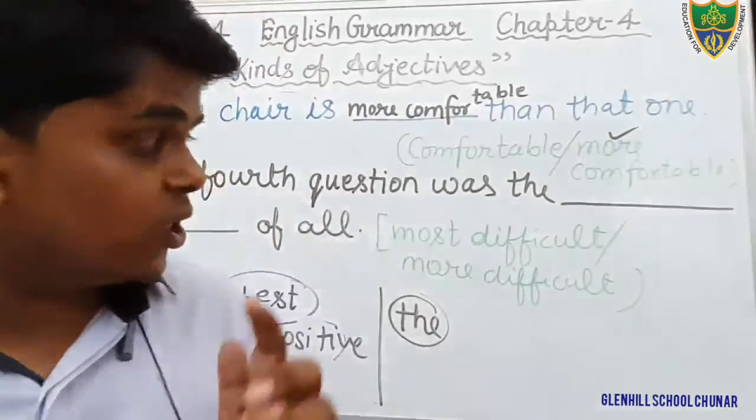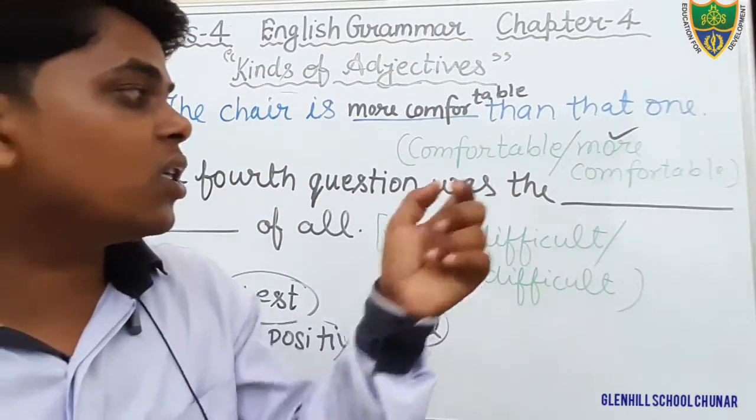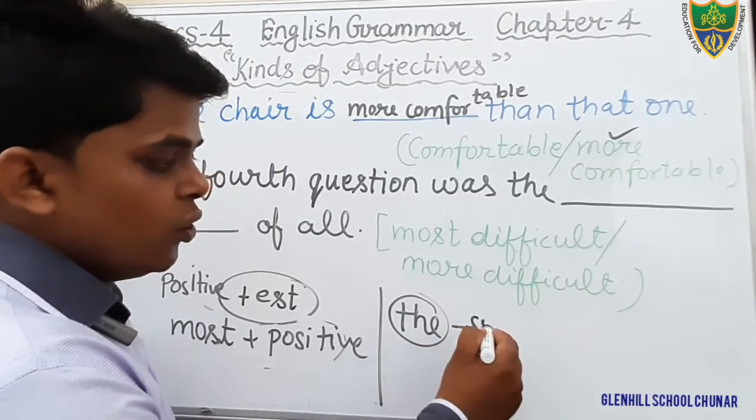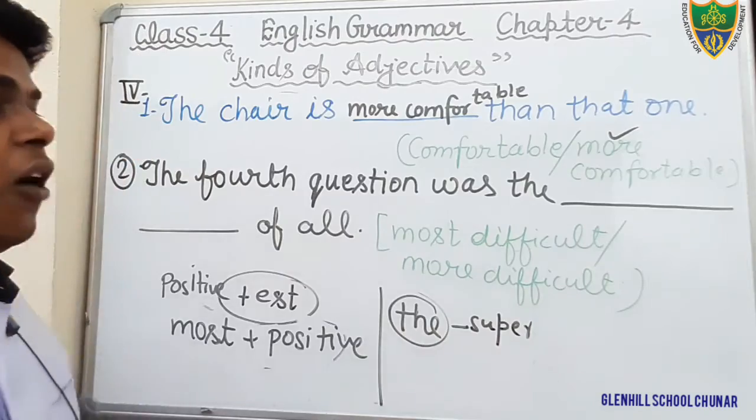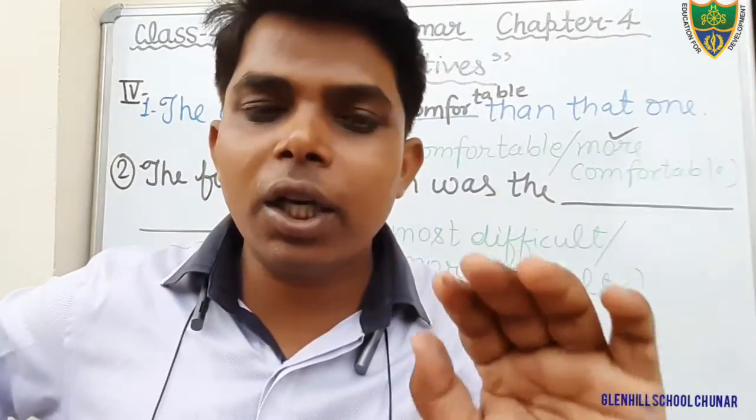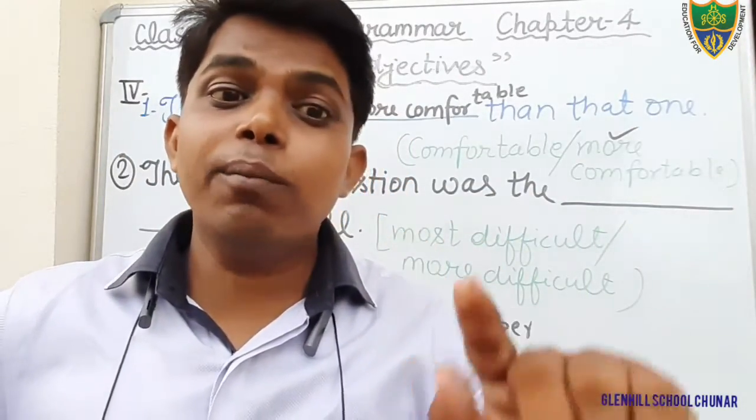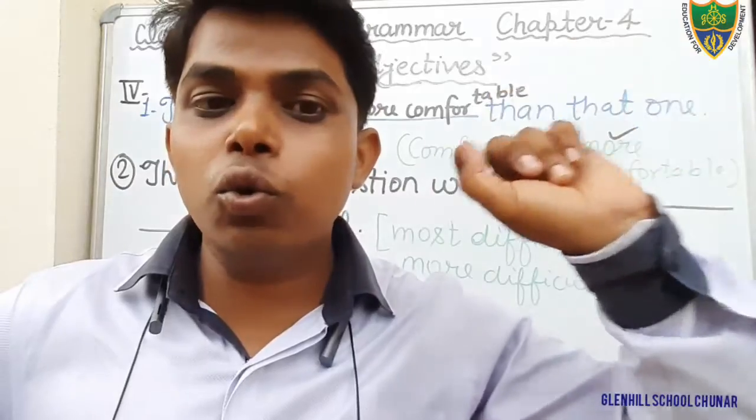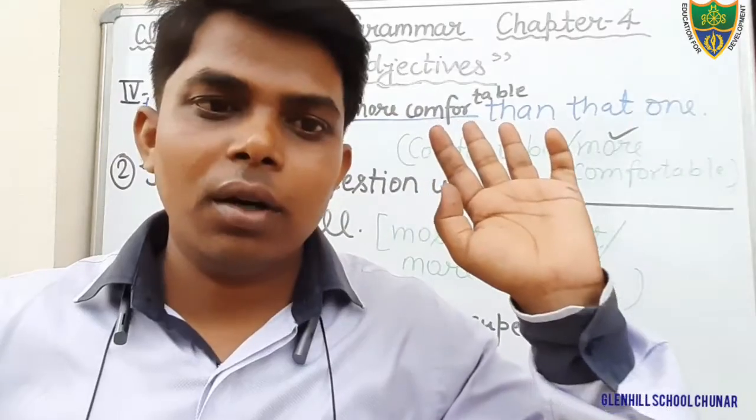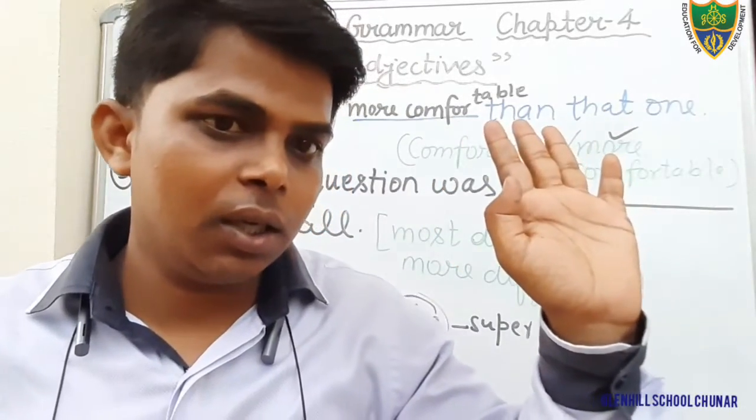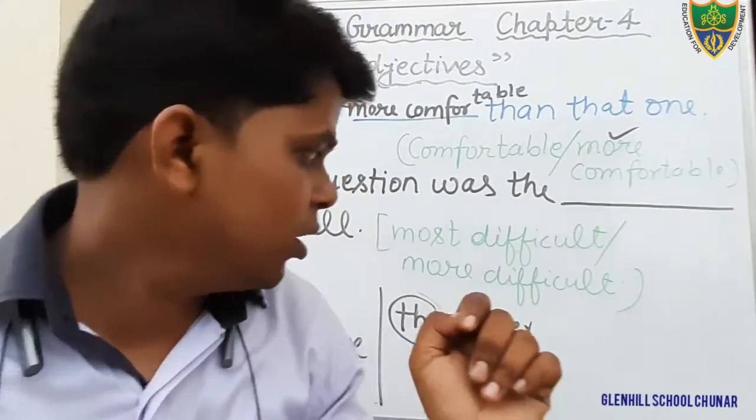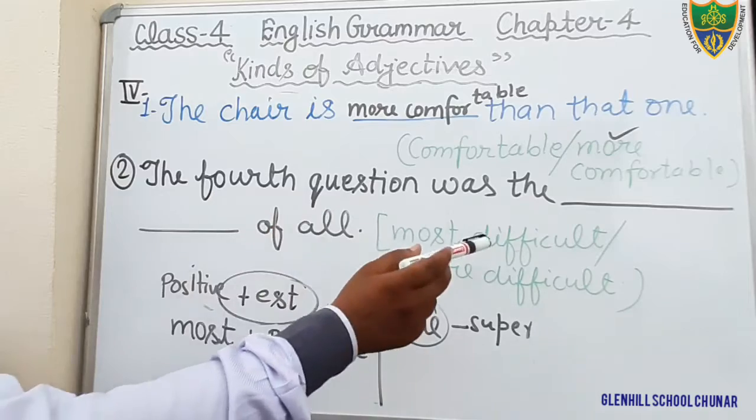And dear students, now we will see the sentence. The fourth question was the. Here the word the is given. What does it show? It shows the superlative degree. Now we have to select. And I have told you that in superlative degree we compare one thing with more than two things. It may be 100, it may be 1000, maybe uncountable, maybe a number of people, maybe infinite. Okay students, so what would be the correct appropriate option?